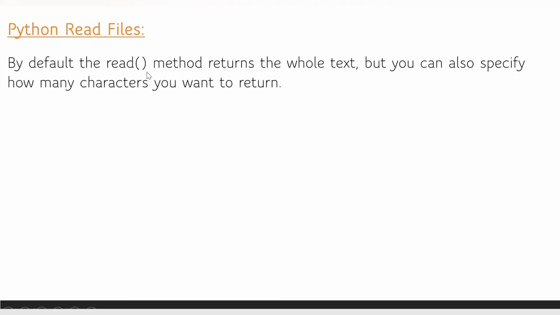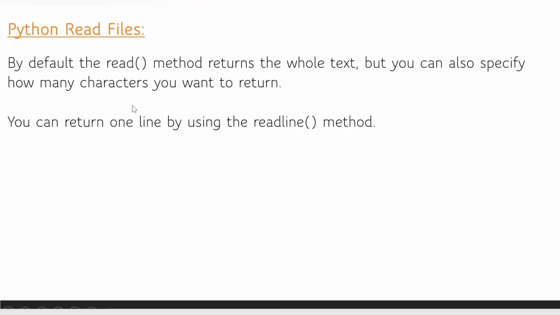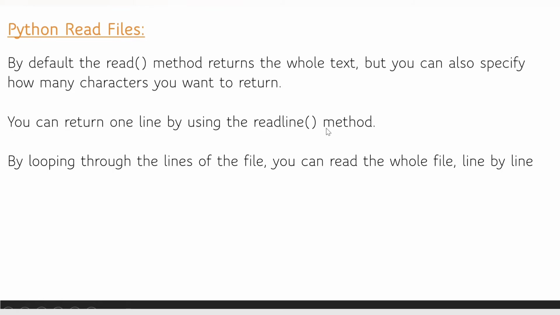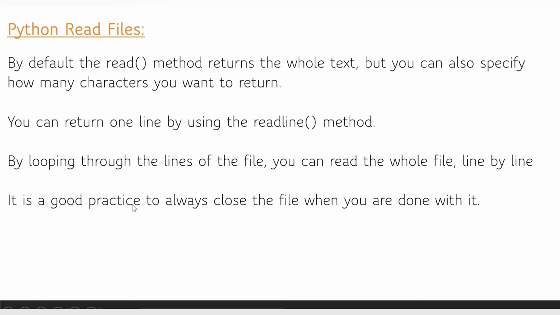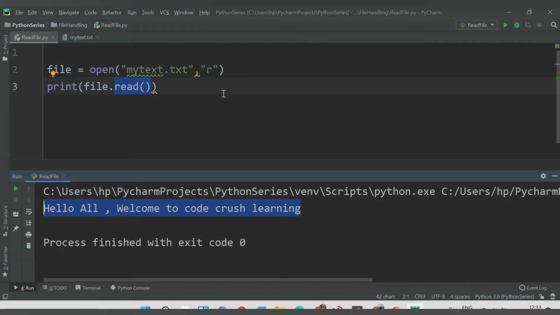But you can also specify how many characters you want to return. So you can restrict the number of characters. Also you can return one line by using the readline method. By looping through the lines of the file you can read the whole file line by line, and it is good practice to always close the file when you are done with it. So let's first cover how to specify the number of characters.